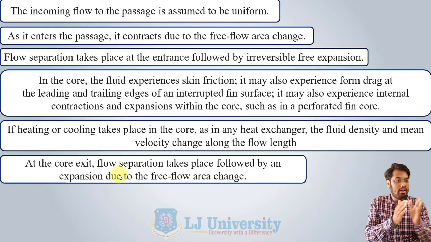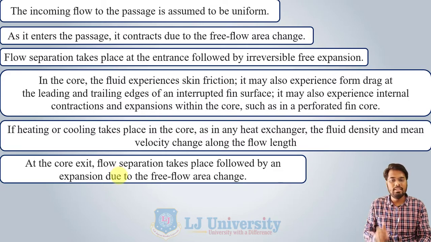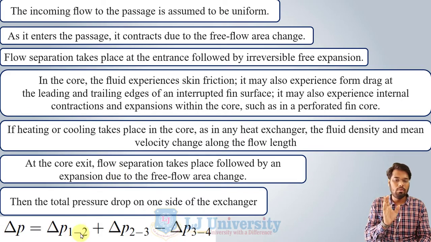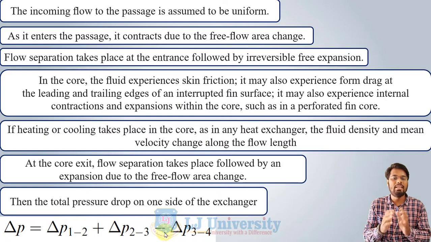At the exit point, again there is a flow area change due to the extraction. So again the expansion takes place at the exit. So then the total pressure drop would be at the entry point within the core, and this is the pressure rise, so that the sign is negative. This is the pressure rise due to the sudden expansion.